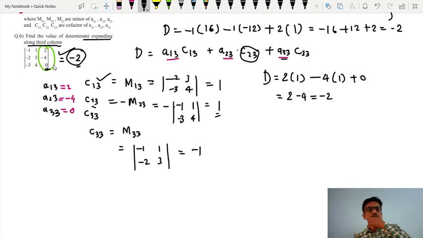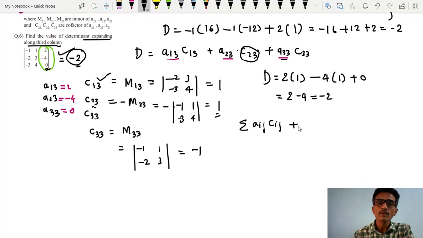So the value of a determinant you can expand by any column or any row. It is given by this formula, the summation of aij cij. That means if you have to expand it by the elements of the third column, then the elements of the third column are multiplied by their corresponding cofactors. So done this.